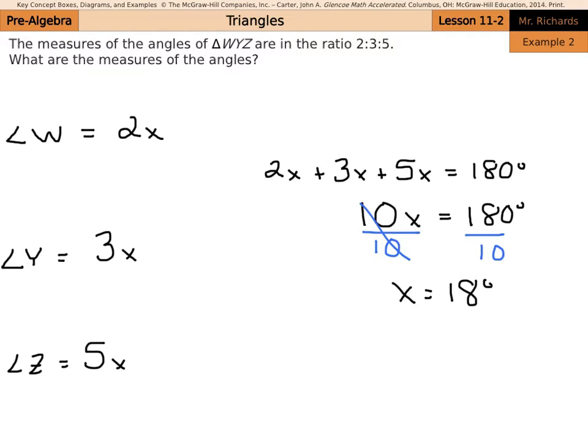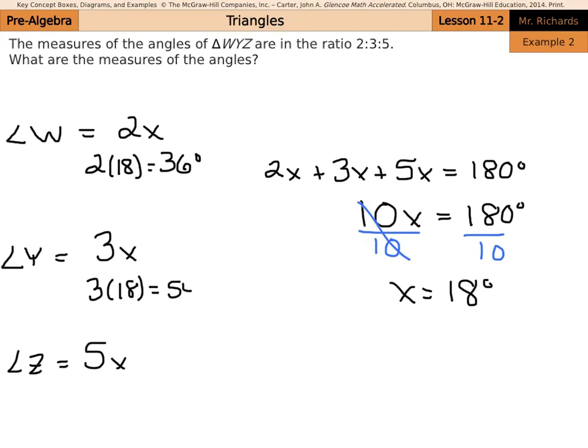But what about the actual angles? Well, if I take this x equals 18 and put the 18 back in for each of my x's, I could find these angle measures. So I would have 2 times 18 equals 36 degrees. Then I would have 3 times 18 equals 54 degrees. And then I would have 5 times 18 equals 90 degrees.